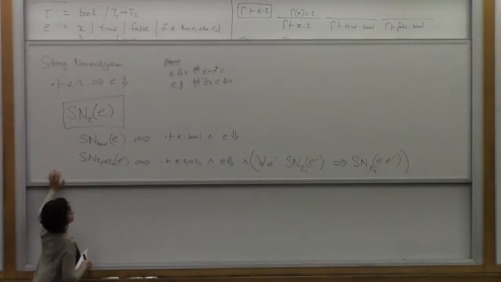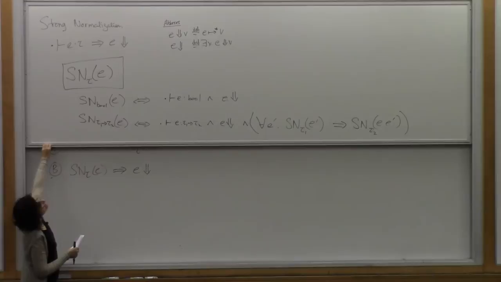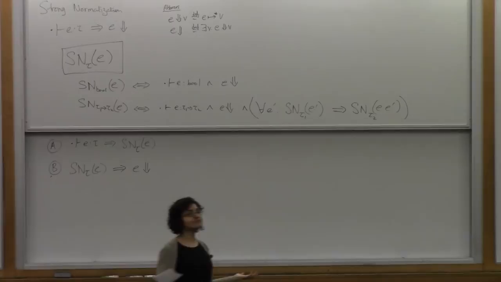Okay, so let's see. All right, so our relation is well-founded. Now, let's try to prove part A. Ah, this is going to be interesting. When we try to prove part A, how do you think the proof is going to go? You're going to do the proof by induction on what?